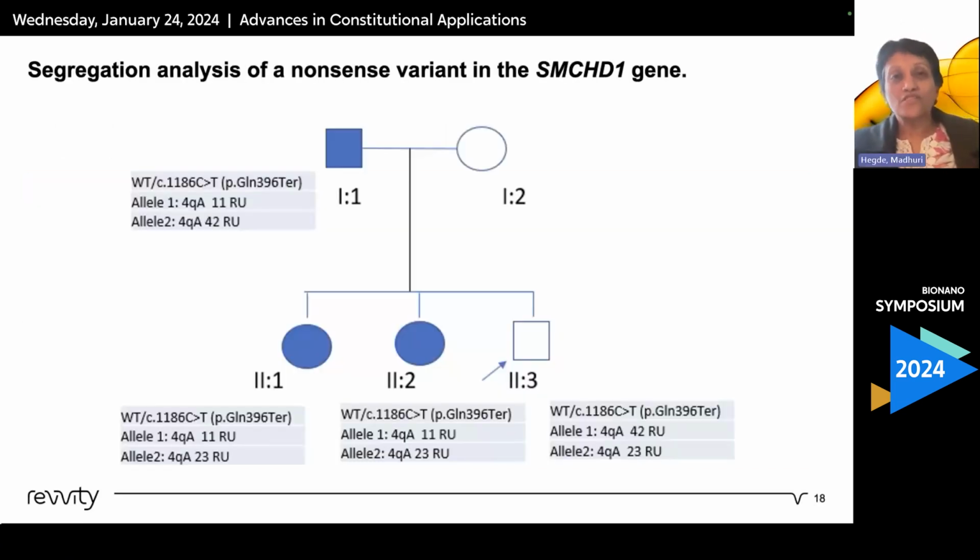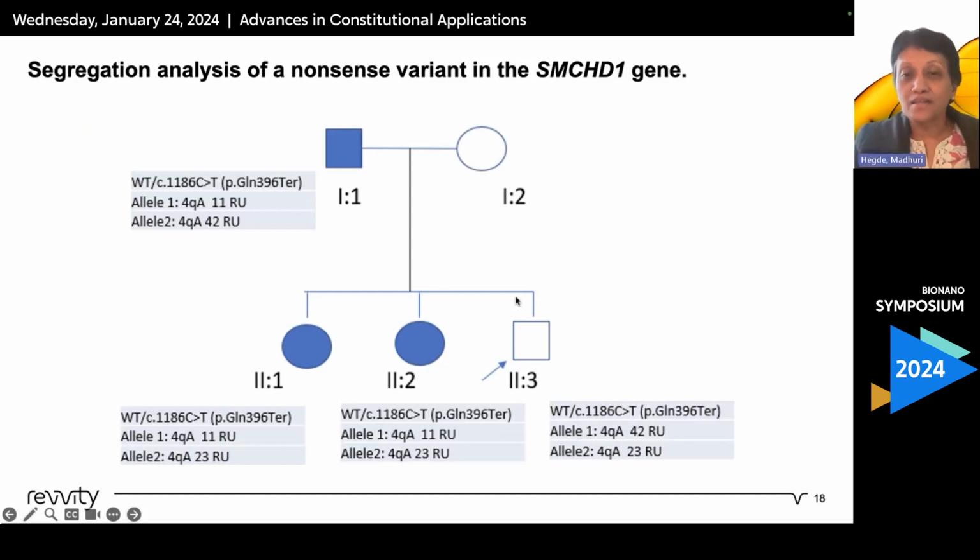Now, I want to show one interesting case here, and this is really important because why segregation matters, why discerning of these alleles is very important, is really demonstrated in this particular family. So what you can see here up at the top is that the father is affected. He has a nonsense pathogenic variant in the SMCHD1 gene, and two of the children are also affected because the SMCHD1 nonsense variant has segregated with the 4QA allele.